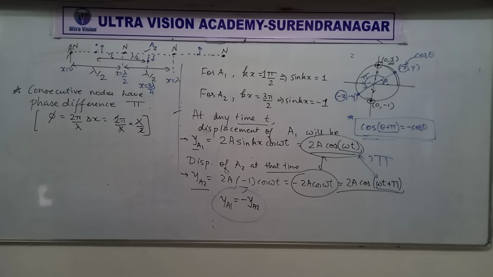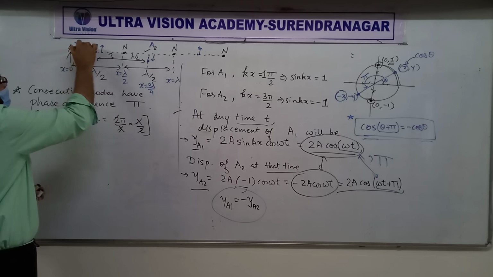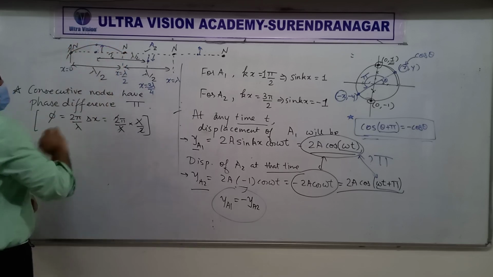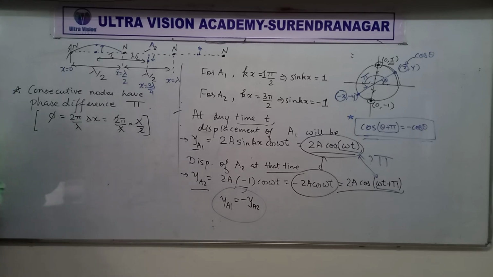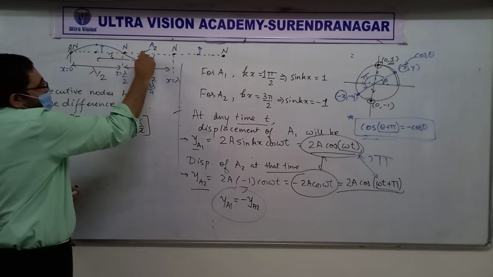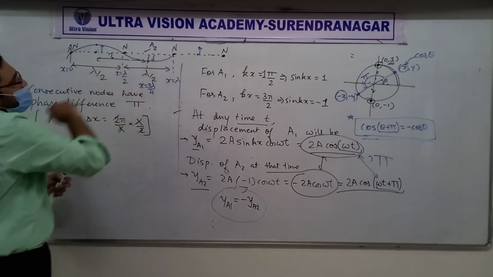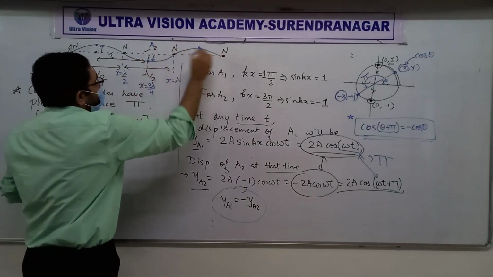So what will the string shape look like? When this goes up, this is a node, they don't move. Did you understand this string shape? Yes or no? Okay. Further, this point has come here, so here the string shape is going to be like this. Again, this is a node. Third, like this.